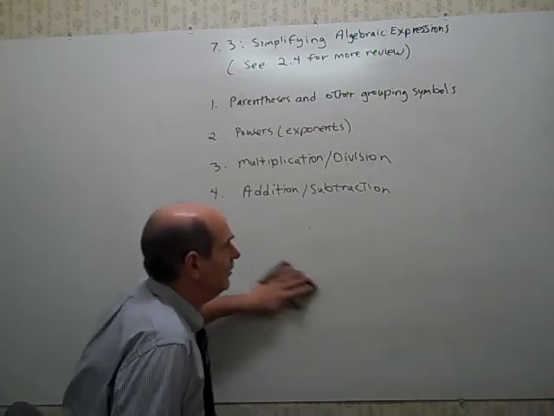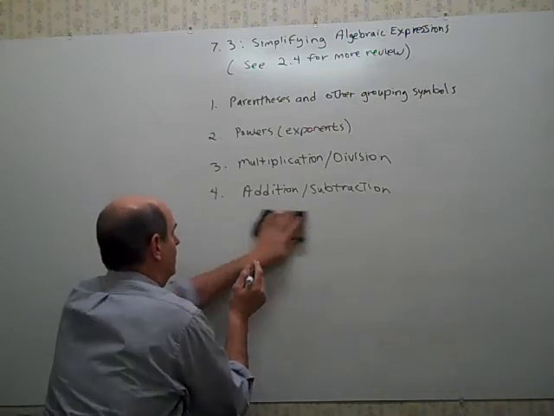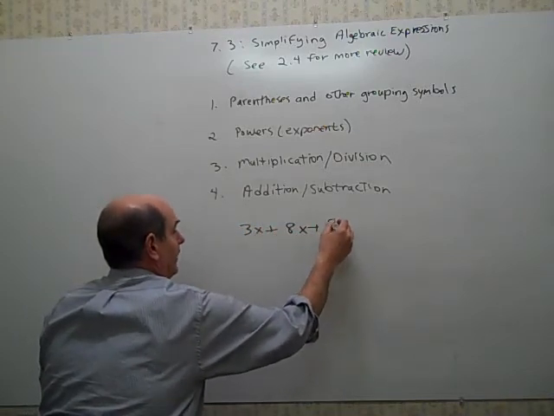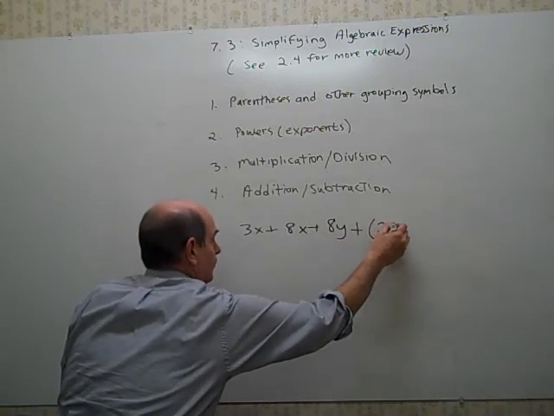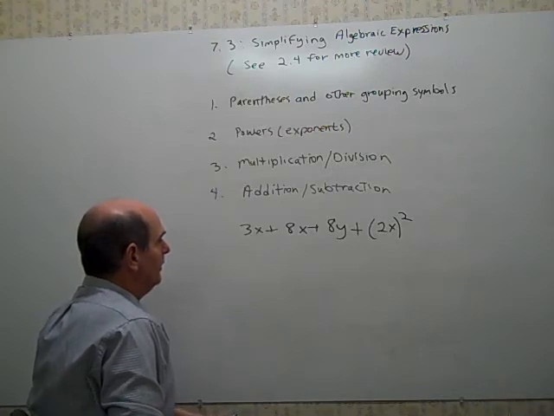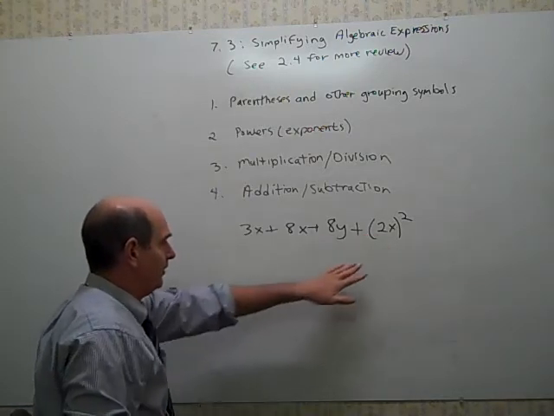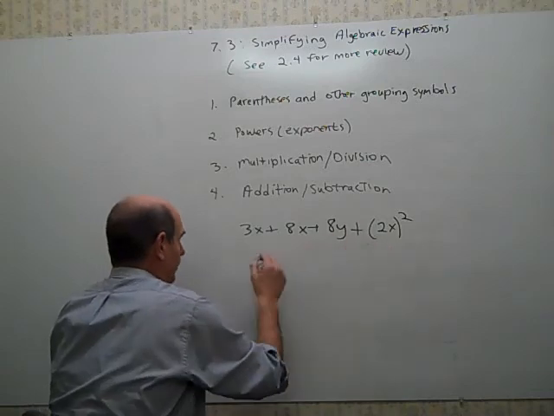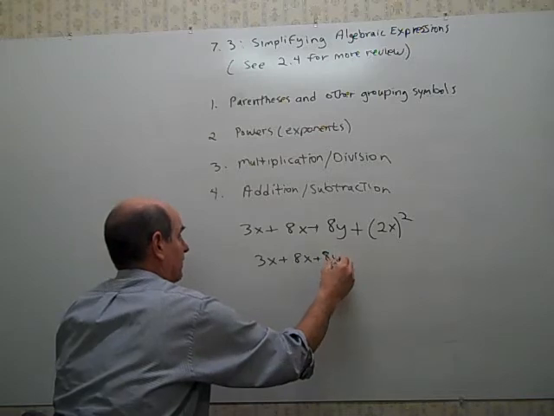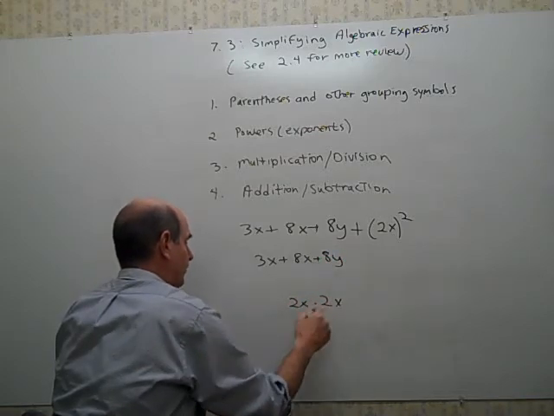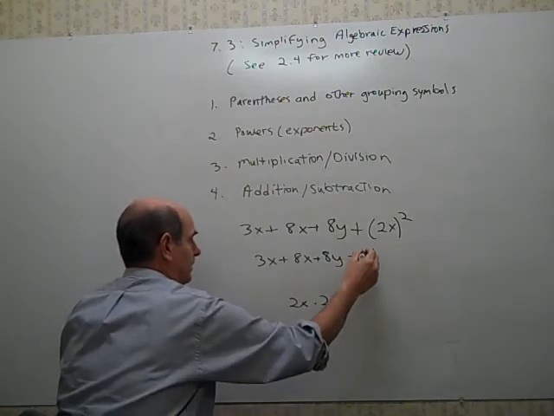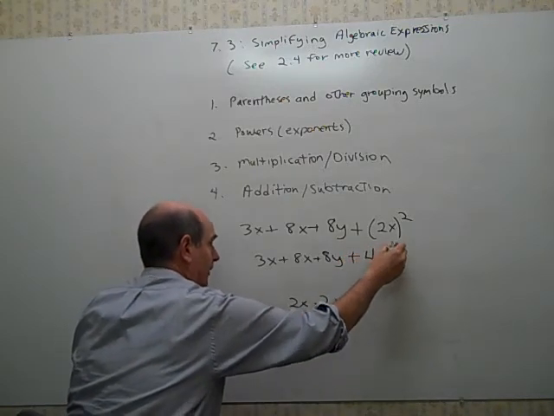I think this is problem number 5 on page 160: 3x plus 8x plus 8y plus (2x) to the second power. So it's all addition except for the powers. We can go ahead and take care of that first, because that's what our rule says. So it's still 3x plus 8x plus 8y, and 2x times 2x would be 4, plus. 2 times 2 is 4. x times x is x to the second power.